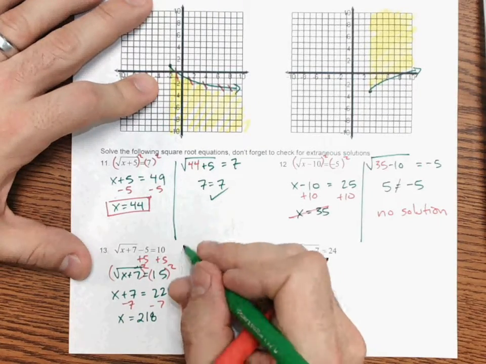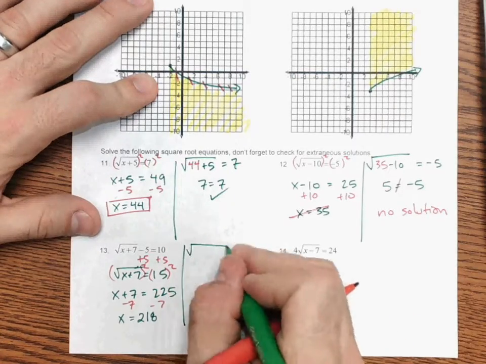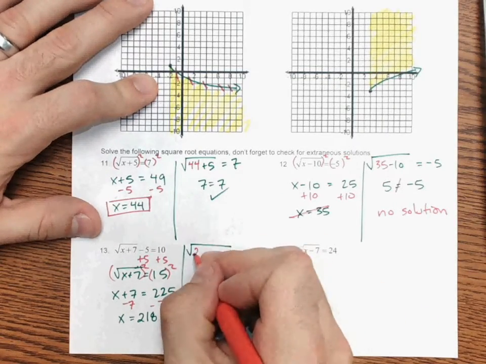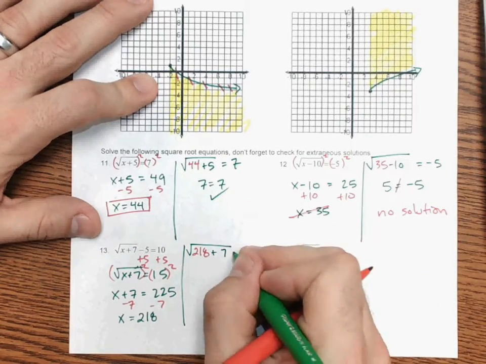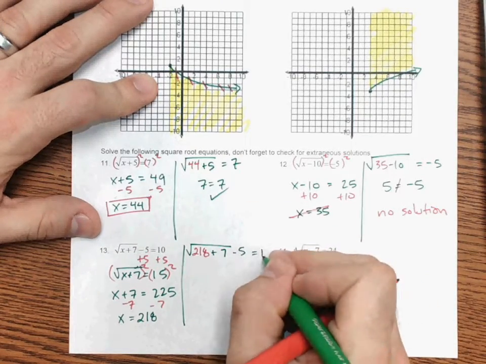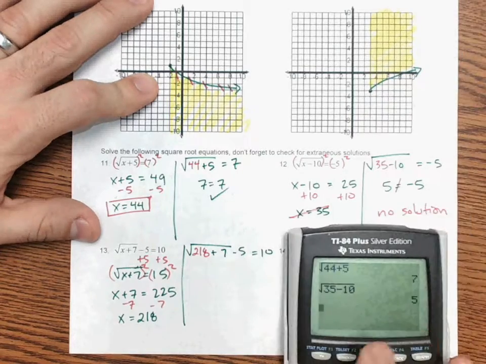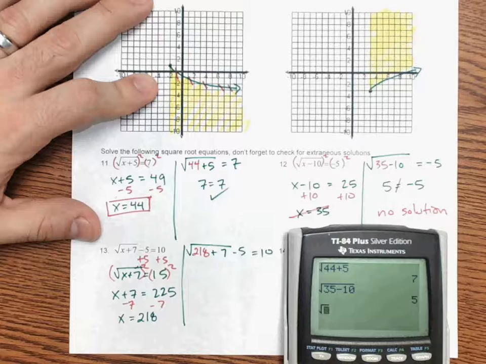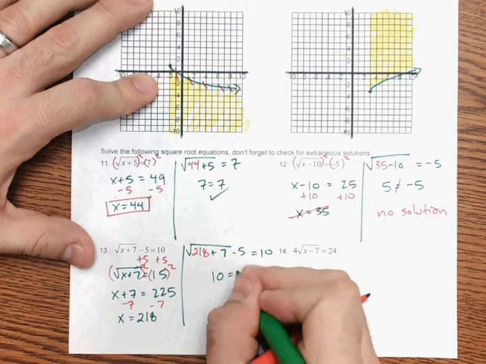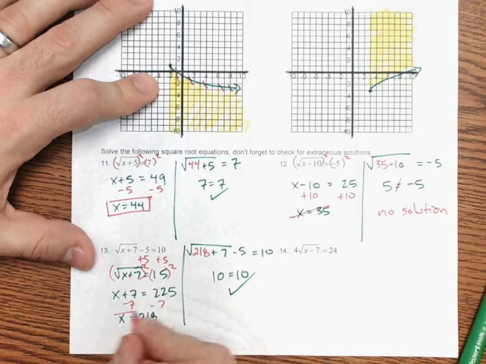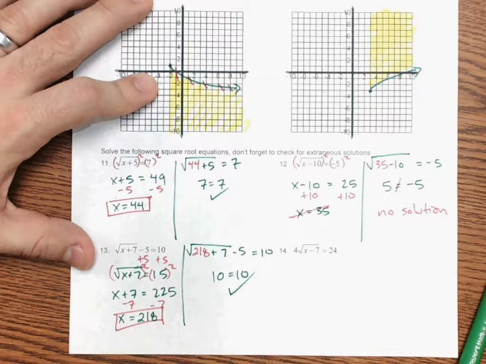Okay. Now to check our answer, we're going to plug that number back in. Take the left-hand side, plug it in. Square root 218 plus 7 minus 5 equals 10. 10 does equal 10. That's true, so my answer is 218.